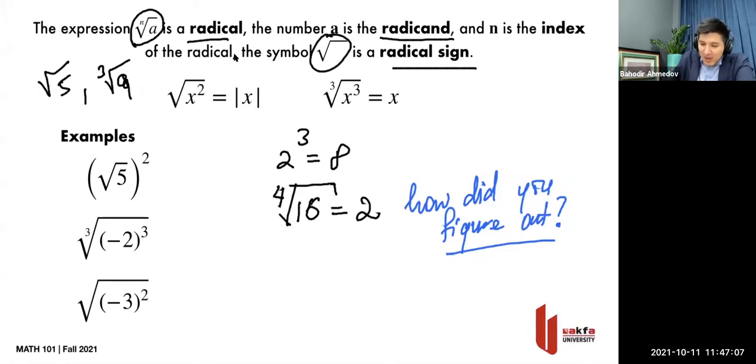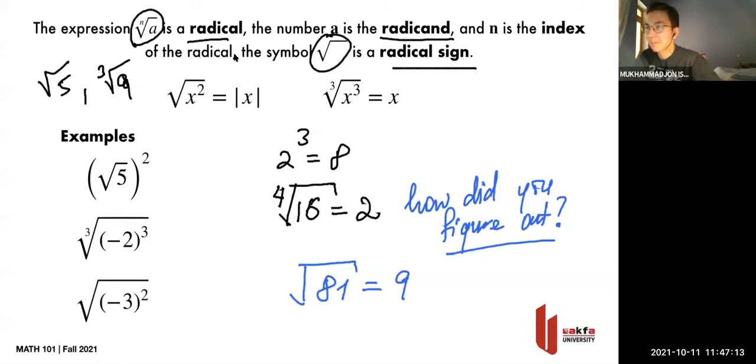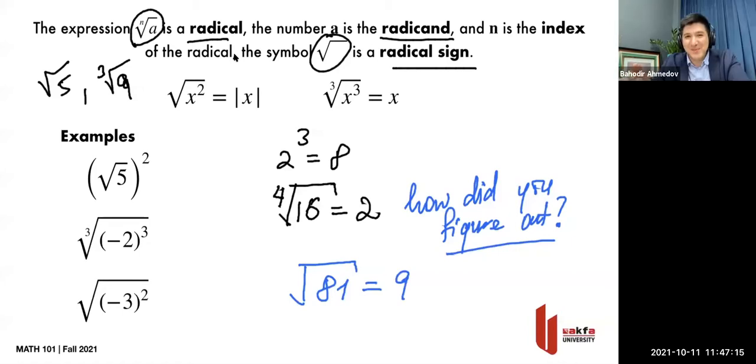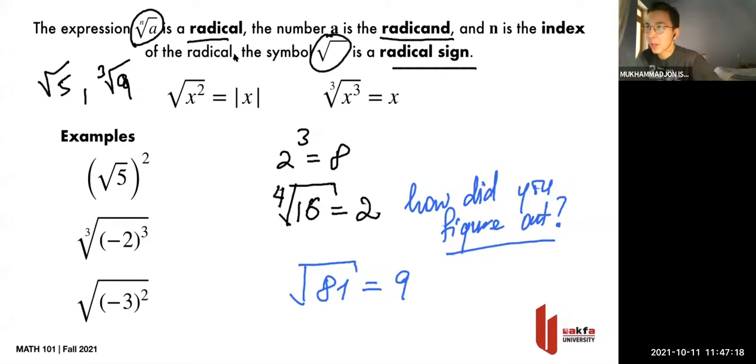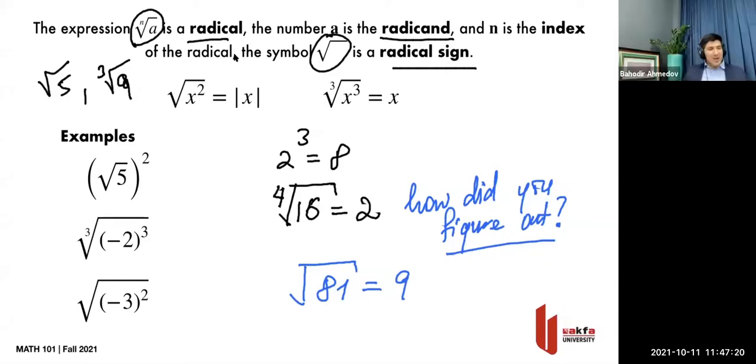For example, if I say find the square root of 81, you say this is 9. How did you figure this out? Because you know that 9 squared is 81. Okay, because you had an experience, right? So you see that this is the inverse problem.